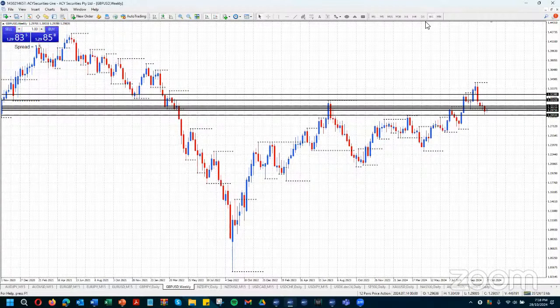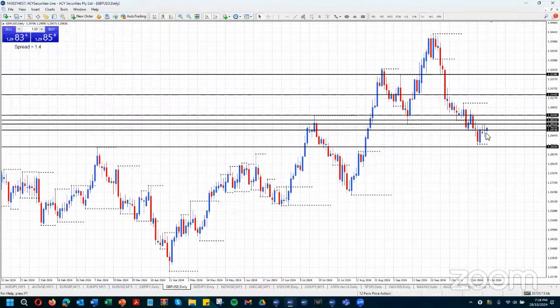130. All right, so you can see it came up, tested that level pretty much to the pip, and then we dropped back down. Trend is down.